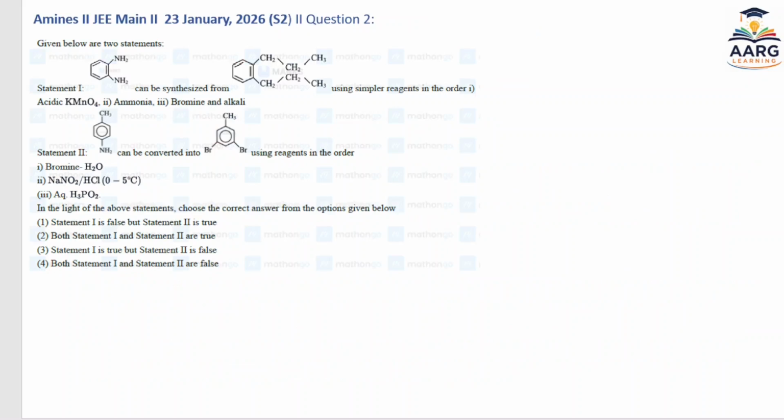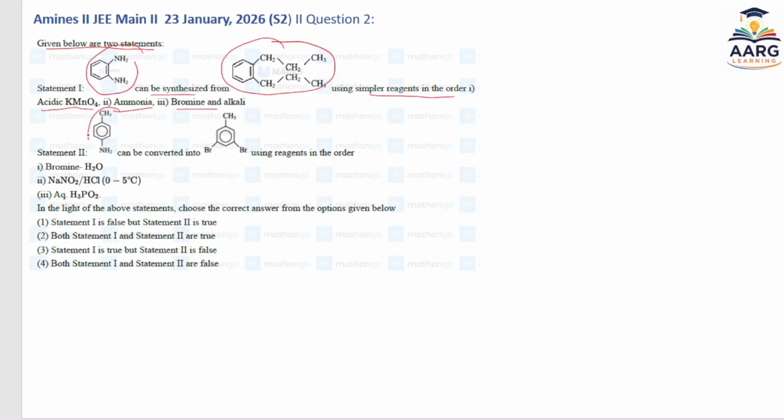आज डिस्कस करेंगे एक इंटरेस्टिंग क्वेश्चन के ऊपर जो एमिन चैप्टर के तहत 2026-23 जनवरी पे आया था। क्वेश्चन बहुत ही इंटरेस्टिंग सा है। Given below are two statements. First statement: this amine can be synthesized from the corresponding dialkyl benzene using the simpler reagents in the order: acidic KMnO4, this is number one; number two is ammonia; and number three is bromine and alkali.